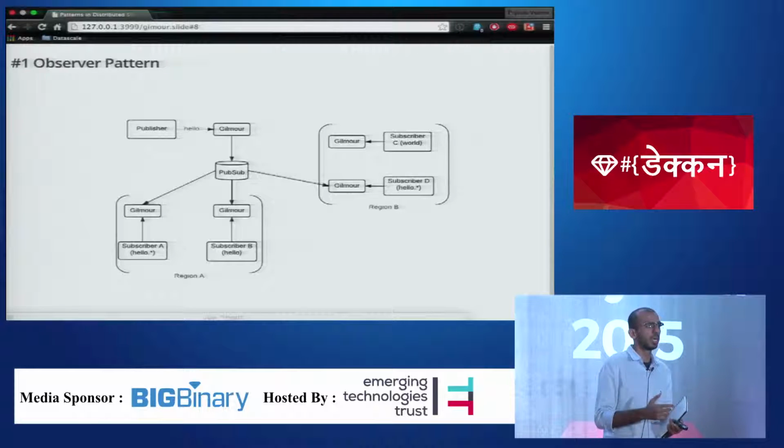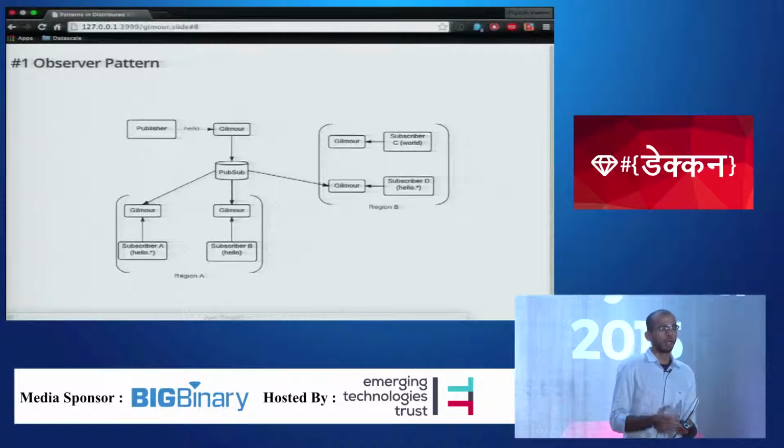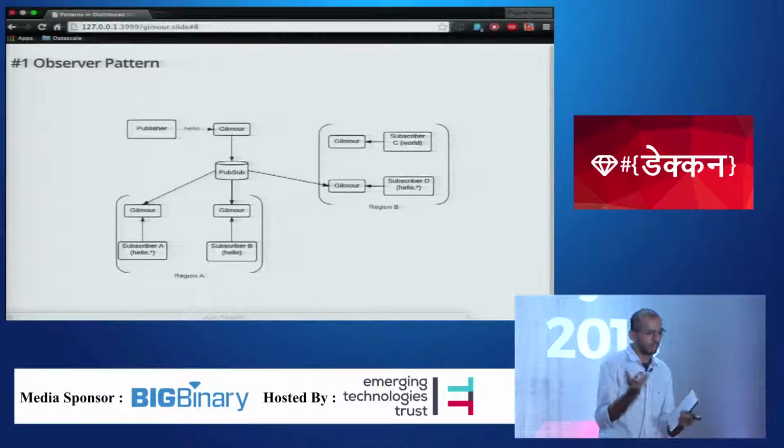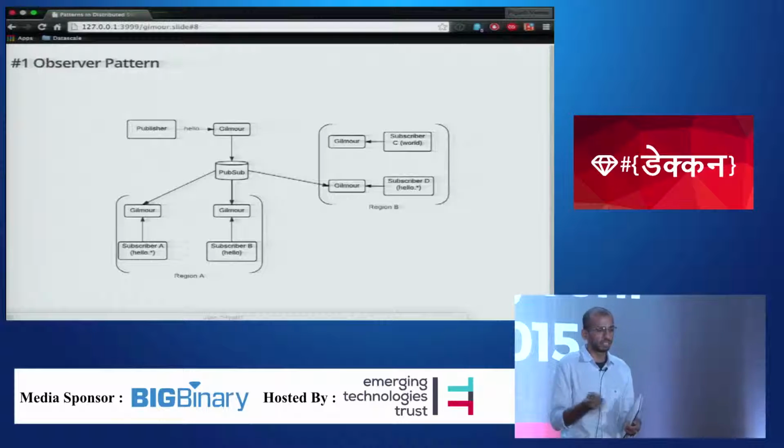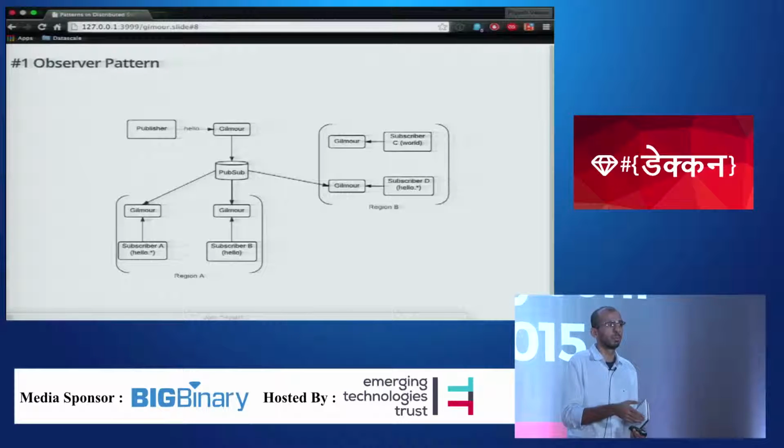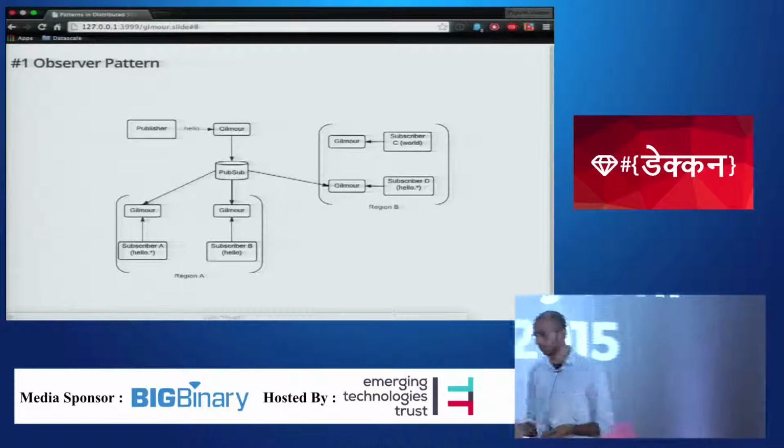That way you ensure that there is no duplication. Assume you're coming up with a payment system around such a pub-sub distributed architecture, right? You don't want the same payment to go out twice.